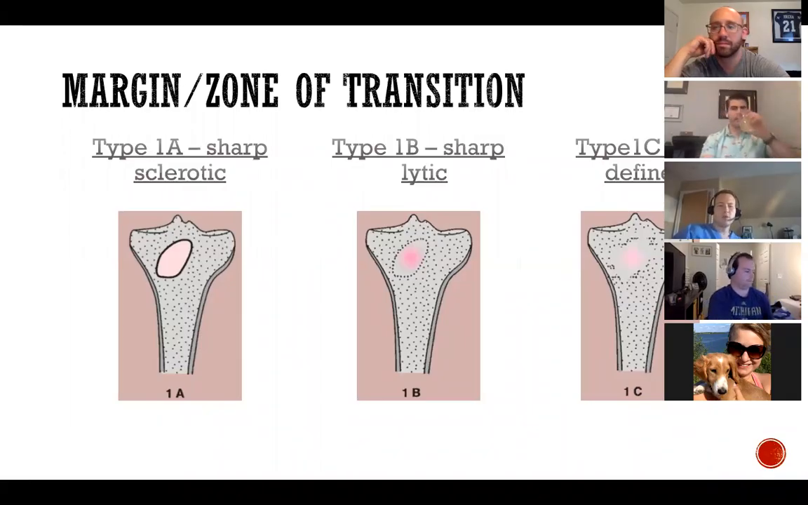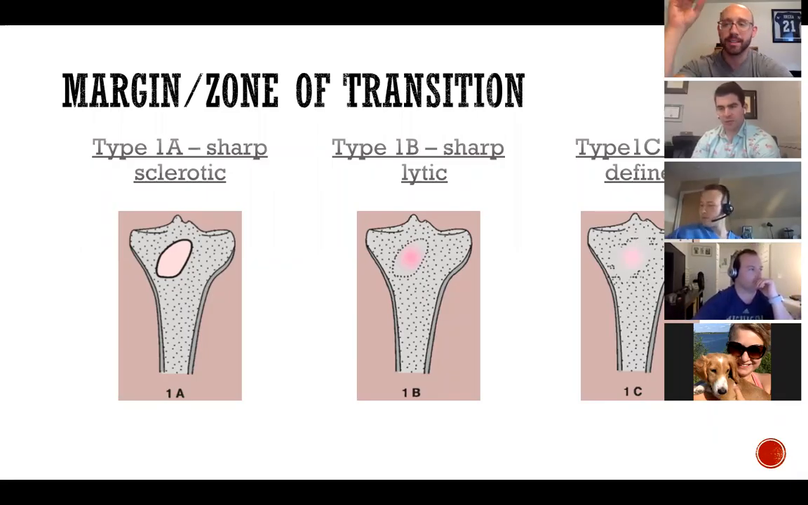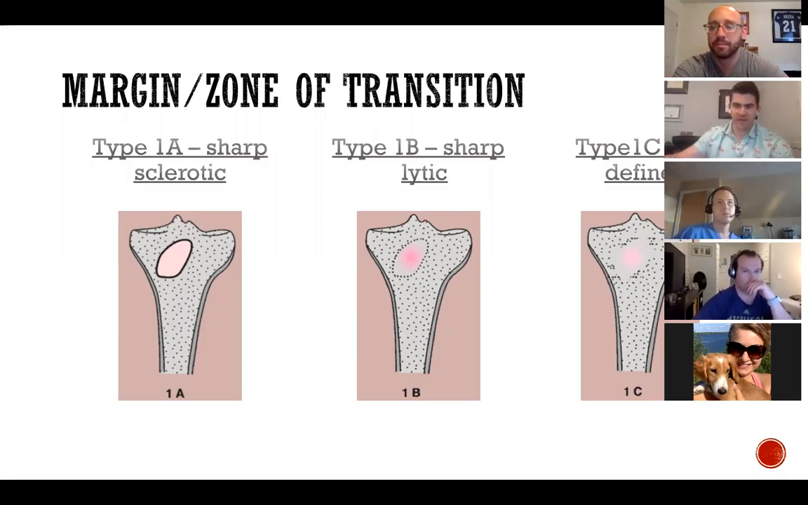Can a lesion be both geographic and have a wide zone of transition, or vice versa? Can it be permeative or not permeative? Can it be moth-eaten with a narrower zone of transition? Yes, it can be moth-eaten with a narrow zone of transition. It gets a little bit tricky. I didn't want to delve too deep; these things are kind of on a spectrum.